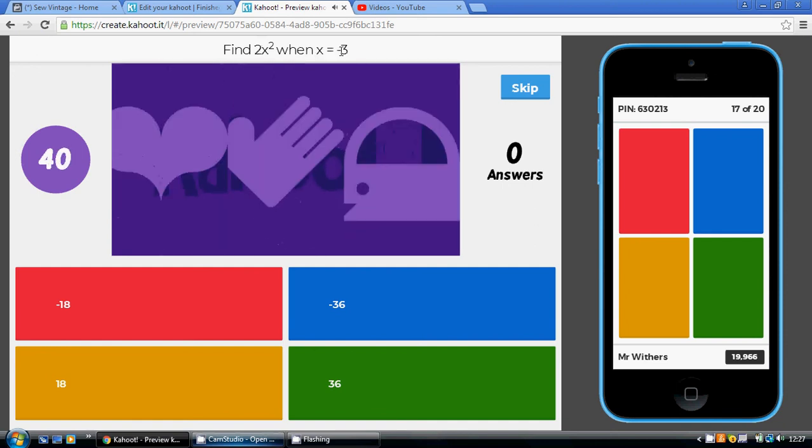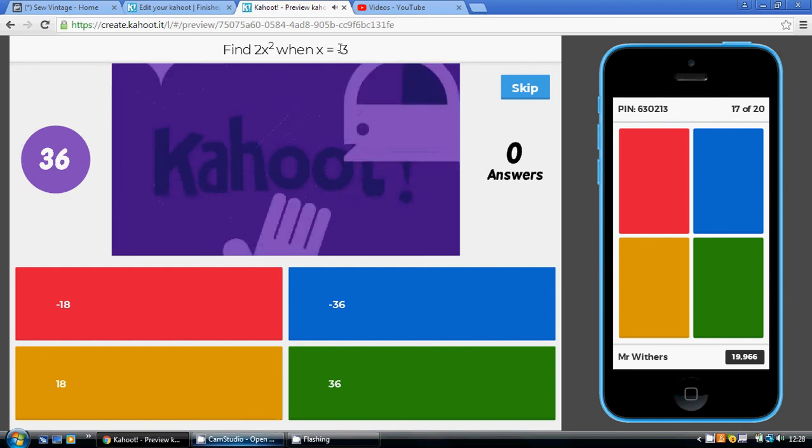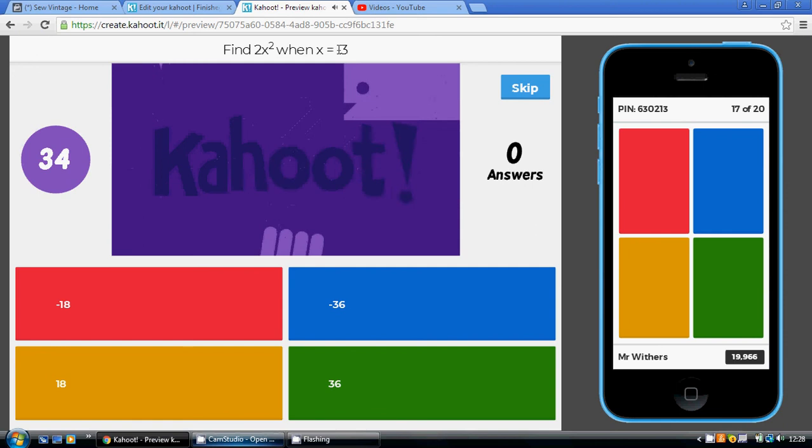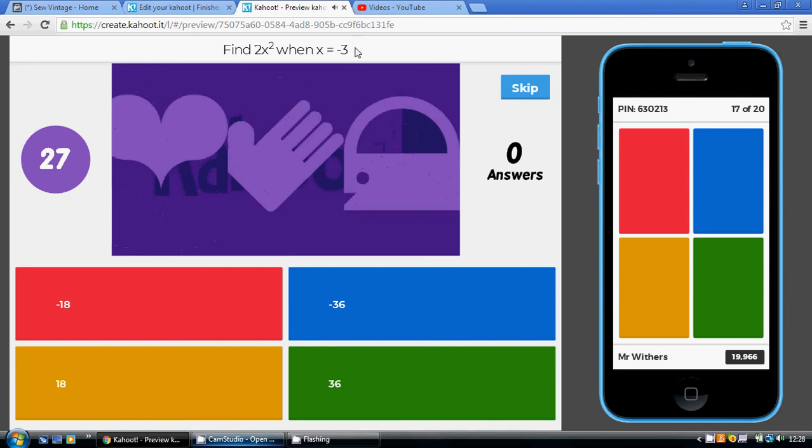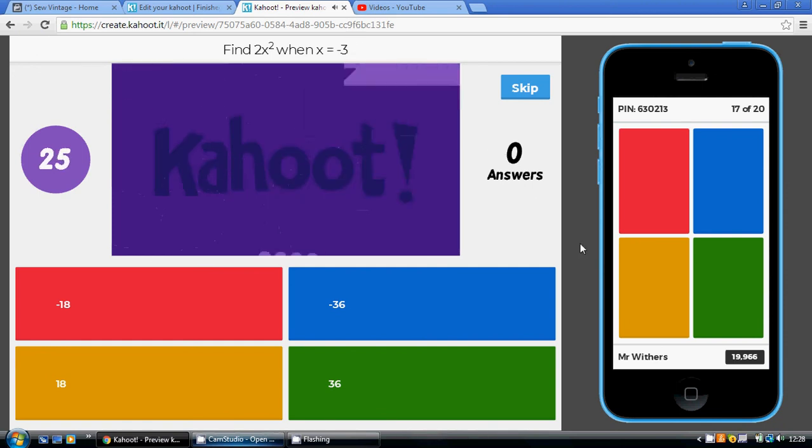Now remember, if you were going to be putting minus 3 squared on your calculator, you must protect the minus. So you must make sure you do open bracket, then minus 3, then close bracket, and then squared. That gives you the plus 9. So it was the gold answer, wasn't it?